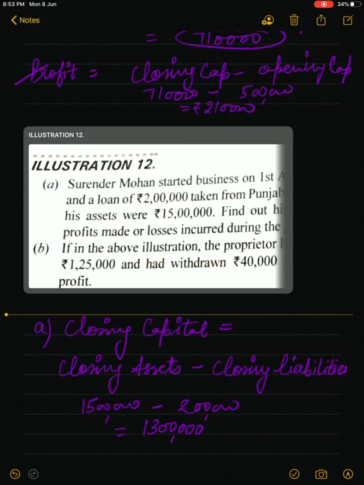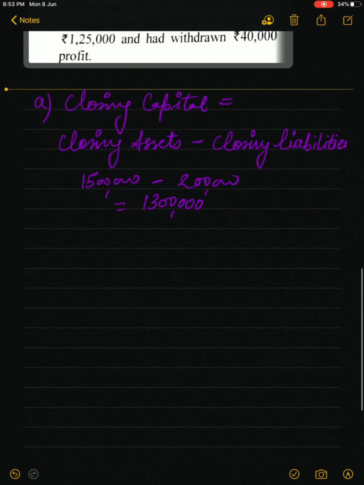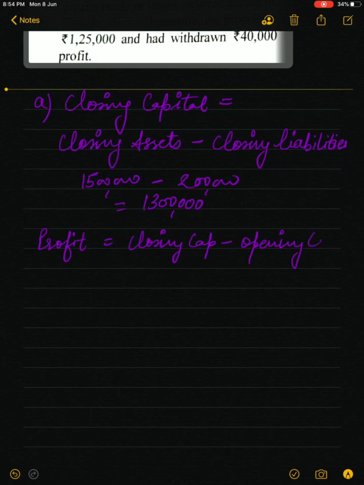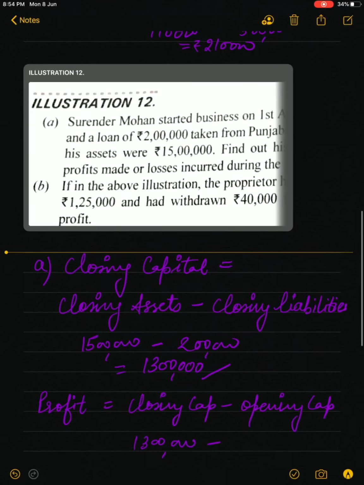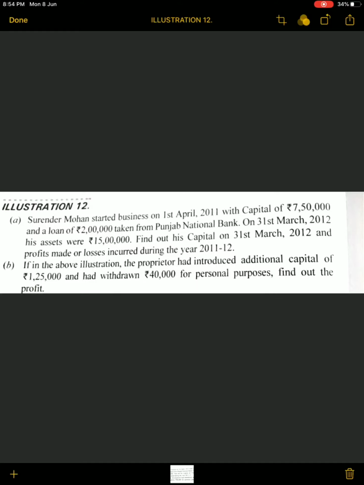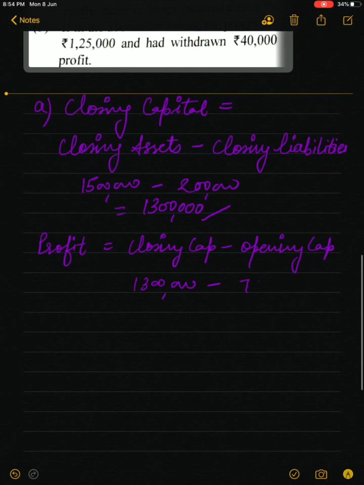And next we have to find out profit. The formula for finding the profit is closing capital minus opening capital. Closing capital is 13 lakh and opening capital is given in the question, 7,50,000. The amount of profit is 5,50,000. That is the A part. Let's solve the B part.